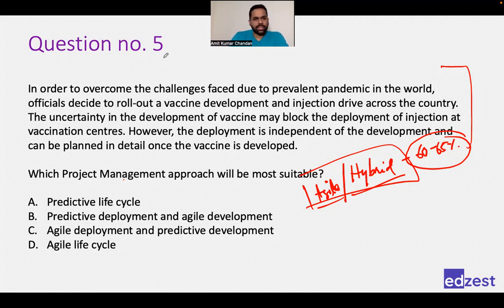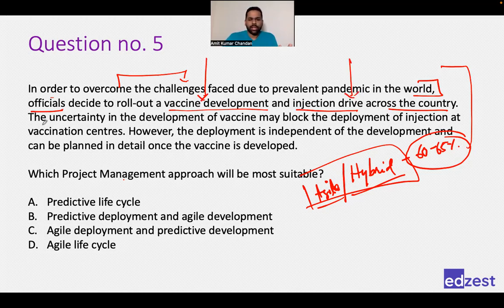Okay. In this question, in order to overcome the challenges faced due to the prevalent pandemic in the world, think about COVID, we are trying to overcome those challenges. Officials decide to roll out a vaccine development and injection drive across the country. So for this COVID, we will have some vaccine development work going on, and we will also be giving injections to everybody in the country, right?